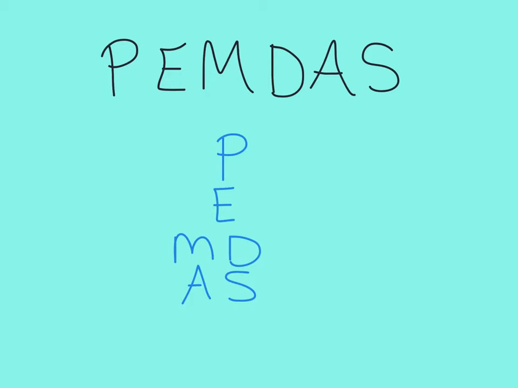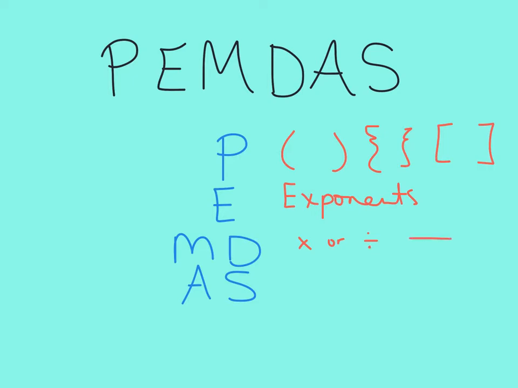So the P stands for parentheses, and really it could be parentheses, it could be braces, it can be brackets, basically any grouping symbol. We're going to talk about those things inside those grouping symbols first. After that, then we're going to move on to evaluating exponents. Okay? Then we're going to do multiplication or division. This is the tricky part. It's whatever comes first, left to right.